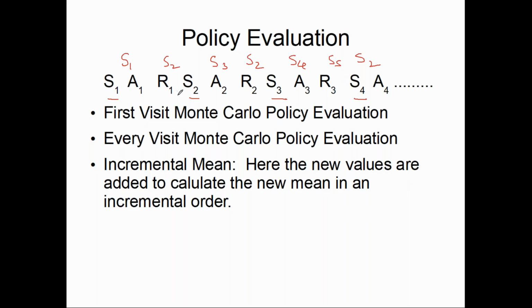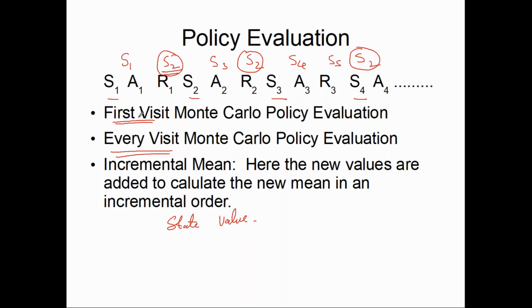So we are supposed to find out the state value. In that case, it's a confusing situation. State S2 is coming once, twice, three times. So here Monte Carlo has two methods: first visit Monte Carlo and every visit Monte Carlo. In first visit Monte Carlo, it considers only the first time the state has been visited. Whereas every visit Monte Carlo takes into account all the number of times the same state has been repeated.